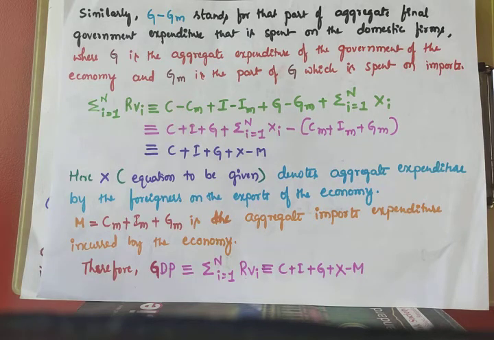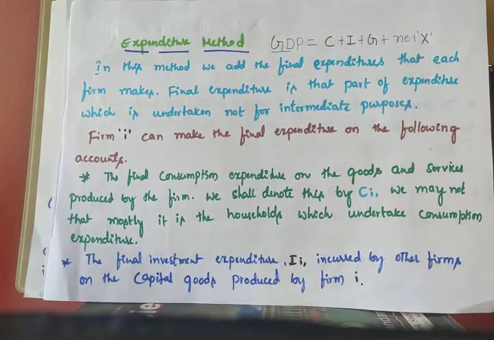by all the firms in the economy. And I, investment expenditure done by all the firms in the economy, and G means government expenditure on consumption and investment, and net X means we should calculate the expenditure like export expenditure. Through that only we can calculate the national income. Don't forget, GDP equals C plus I plus G plus net X. So this is called the expenditure method.